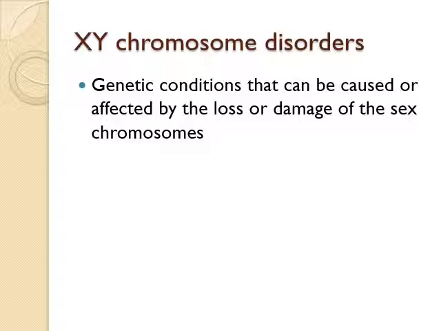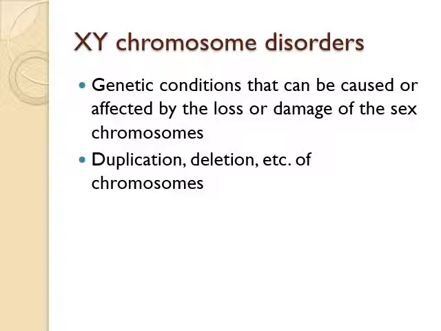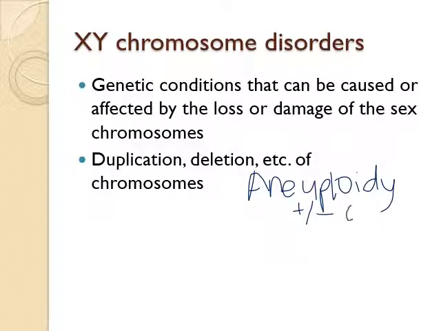Okay. So XY chromosome disorders, there's quite a few of them, but they're just genetic conditions that can be caused or affected by the loss or damage of the sex chromosomes. So this can be a duplication, a deletion, etc. of chromosomes, which basically what we call this is aneuploidy. Let me write this out. So aneuploidy. Aneuploidy is extra or deleted chromosomes.